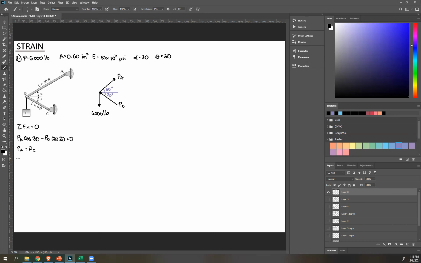Next, you move on to summation of forces Y equals 0. Negative 6,000. Next, upward, therefore positive PA. Vertical component, so that's sine 30. This is also upward, so positive PC sine 30 equals 0. PA is the same as PC, so I can rewrite this as negative 6,000 plus twice PA sine 30 equals 0. From this, please solve for PA.